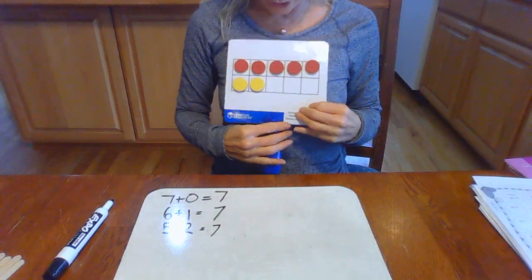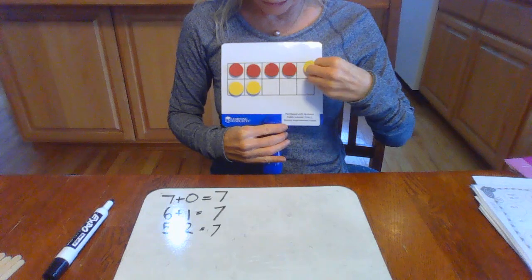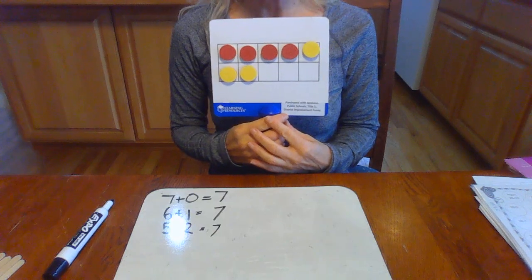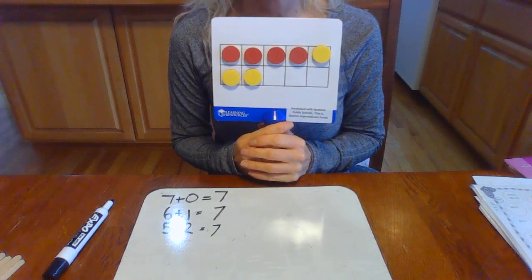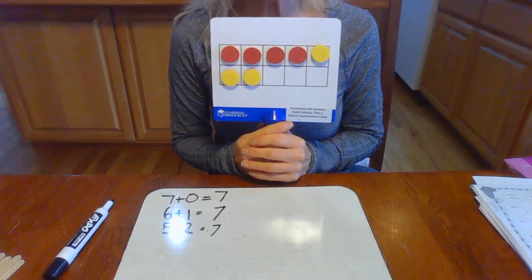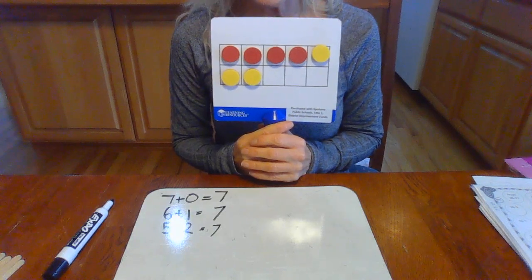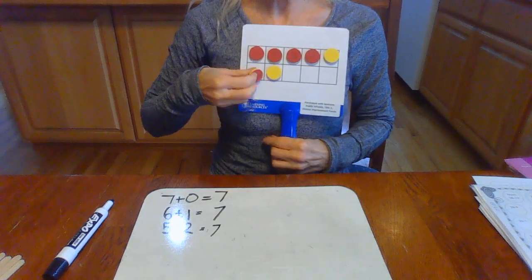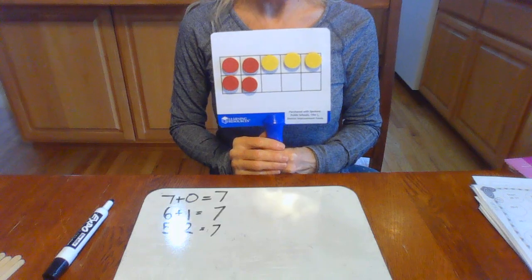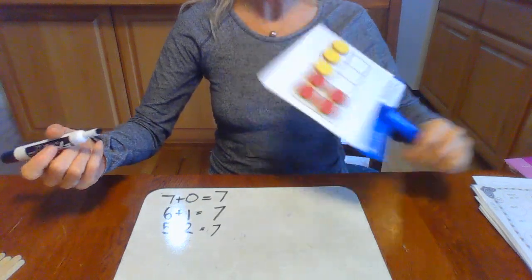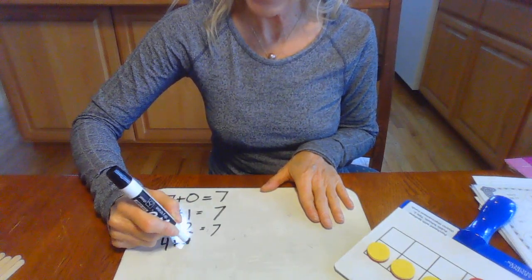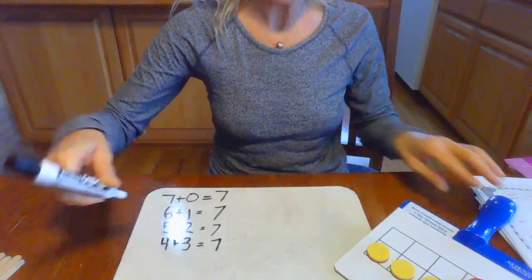Okay, we're going to do another one. This time I'm going to turn this one over. This time, how many of those counters are red? 4. How many are yellow? 3. How many altogether? 7. I want to show you another way. For some of you, it might be easier for your brain to group the 4 and the 3 this way. So let's write down that combination. 4 plus 3 equals 7.